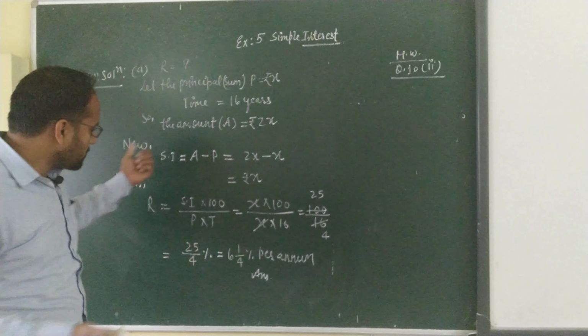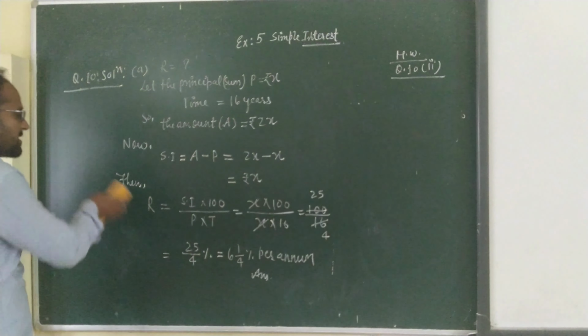Question number 11, which is also the same, but see this one, students. Find the time in which a sum of money gets doubled at the interest rate of 8% per annum. The rate of interest is given as 8% per annum, the sum of money gets double. So what is the time? Time is being asked.